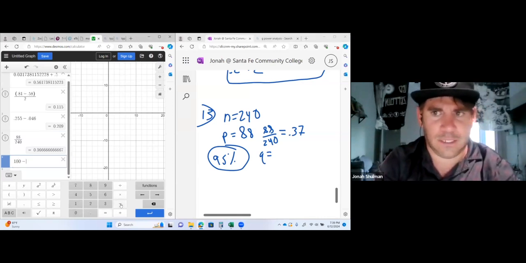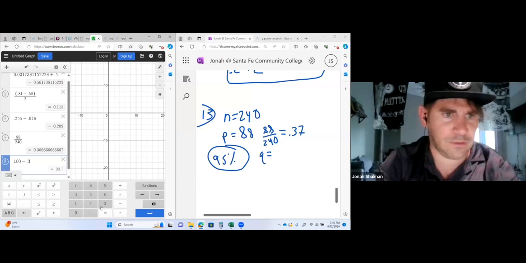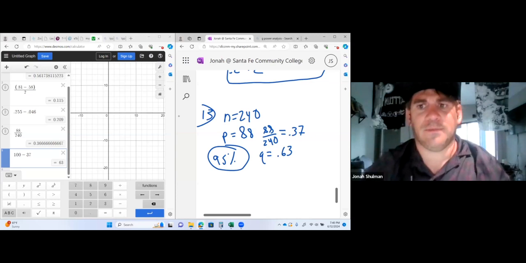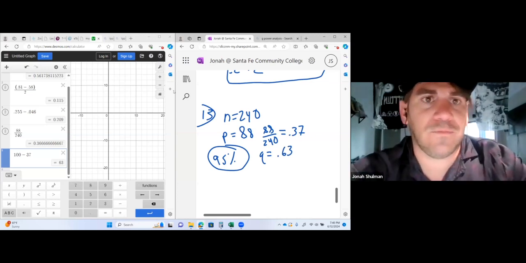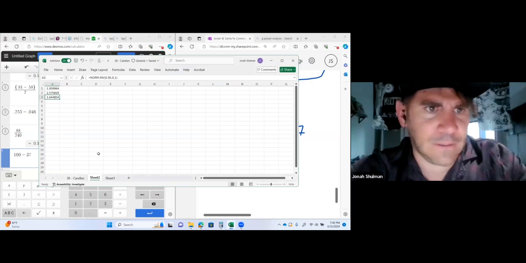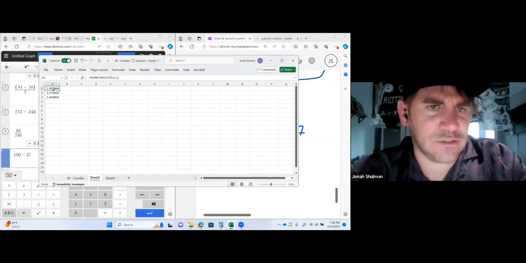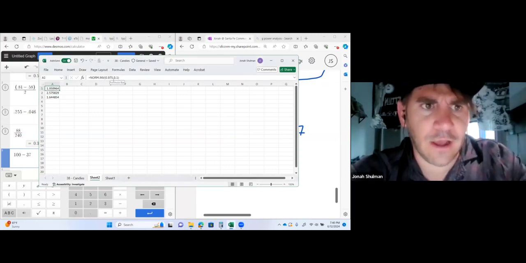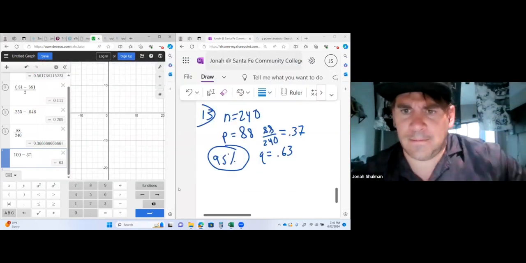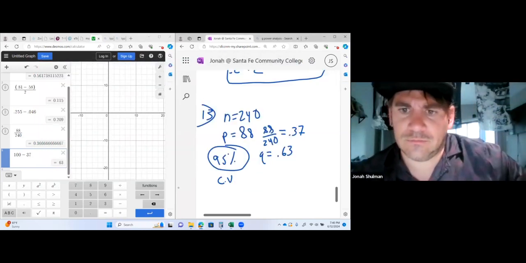100 minus 37, so our Q is 0.63. We're doing a 95% interval, so we can go here, and our 95% interval is really 0.975. So we know it's got to be 1.96. That's our critical value.